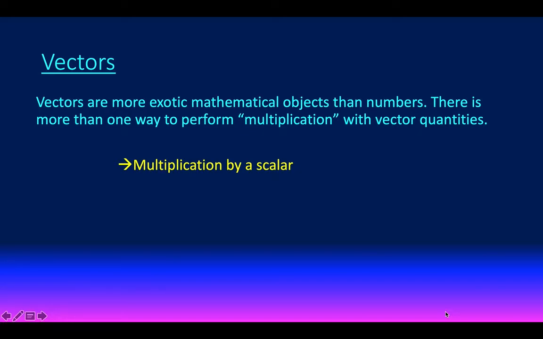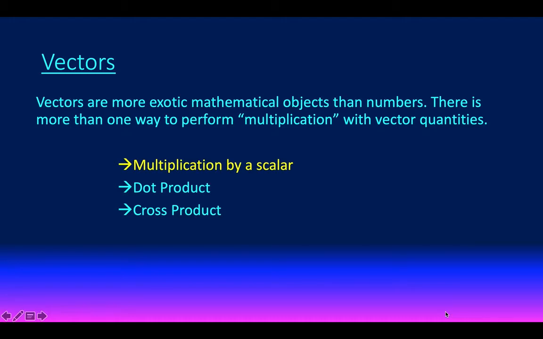Another type of vector multiplication is known as the dot product, or often referred to in math as the inner product. In this case, you take two vectors, you multiply them together following a certain rule, and you get just a number out as your answer. Another type of vector multiplication, you take two vectors, you follow a certain rule to multiply them, and you get a vector as your answer. And this is referred to as the cross product in physics.